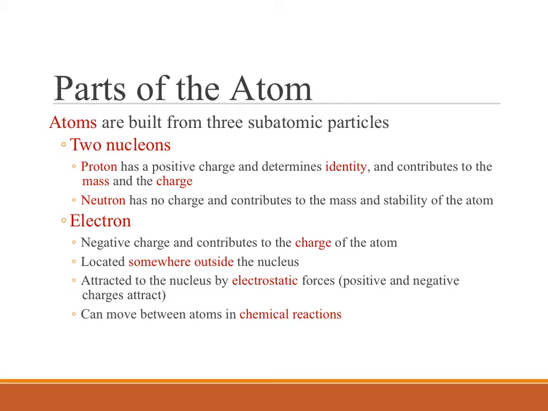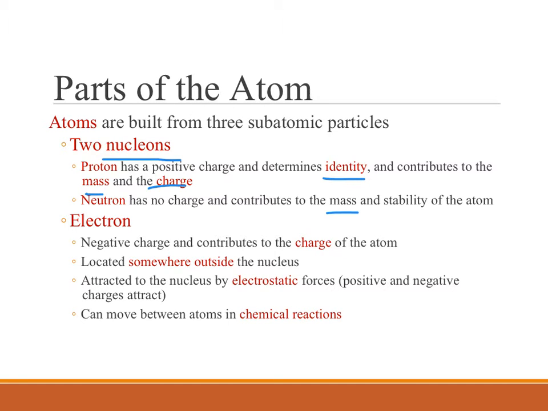So remember that our atoms are built from 3 subatomic particles. We have 2 that are found in the nucleus, and together they just get called nucleons. And that's our proton with a positive charge. And protons, remember, determine the identity of the atom, what particular element it is. And protons are also counted when we want to calculate the mass, and we take a look at them when we're considering the charge. And the other nucleon is the neutron, which has no charge, but it also contributes to the mass and the stability of the atom.